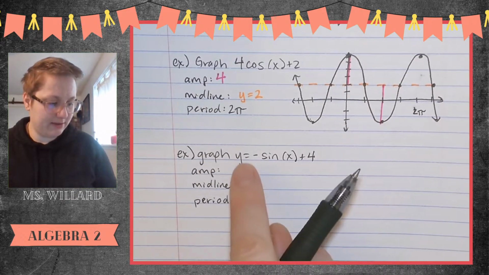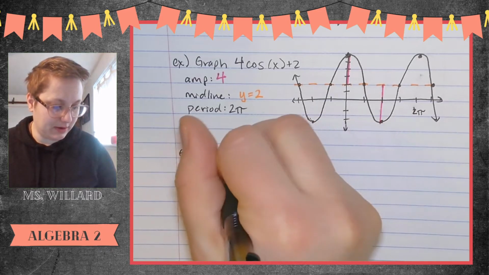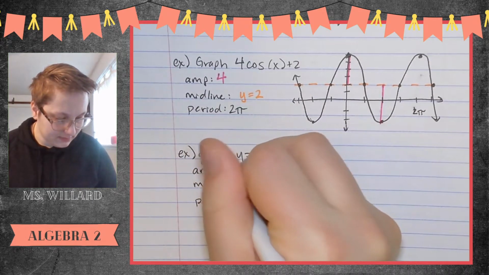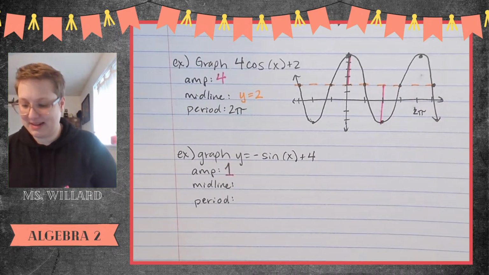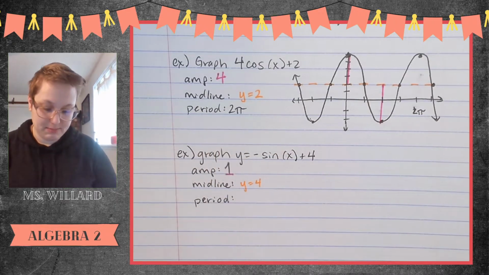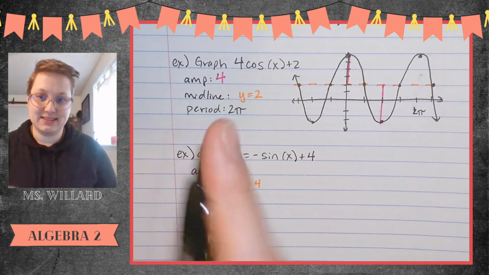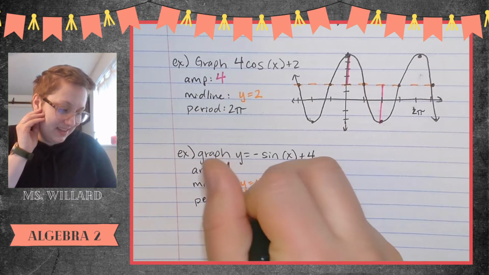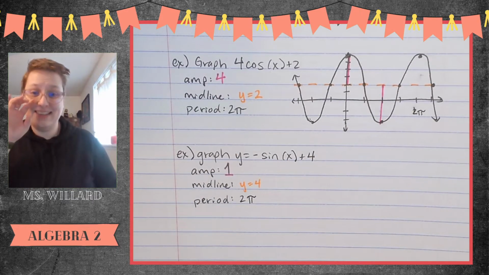So when I have this, it's still an amplitude of 1. Oops, that's supposed to be pink. And then the midline is up at 4, so it's at y equals 4. And the period is always going to be 2 pi until next. Well, I'm going to wear the same sweatshirt and record it in a second, but you're not going to watch it yet. So it's 2 pi for this lesson.